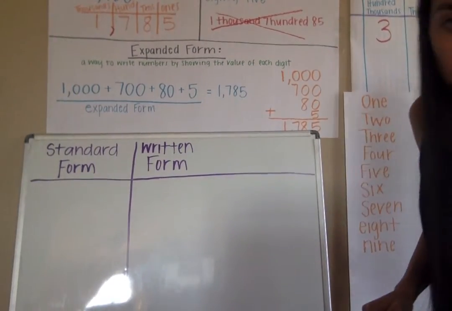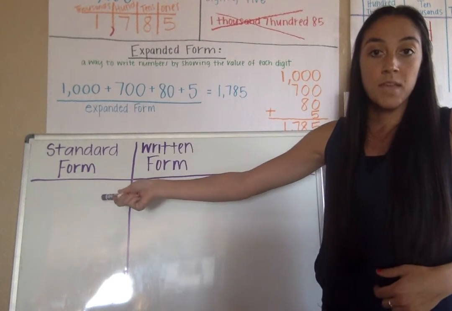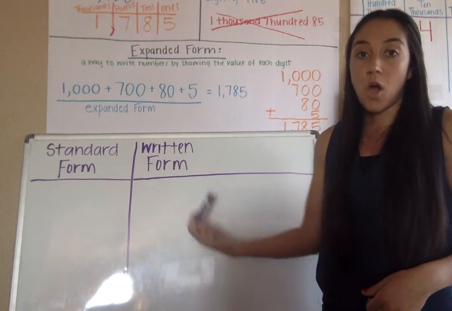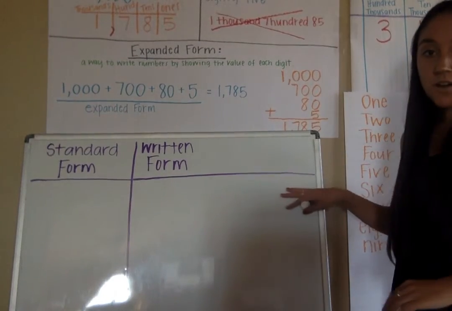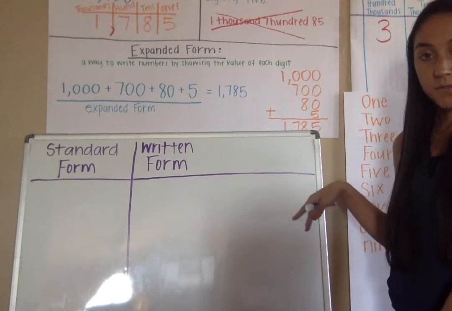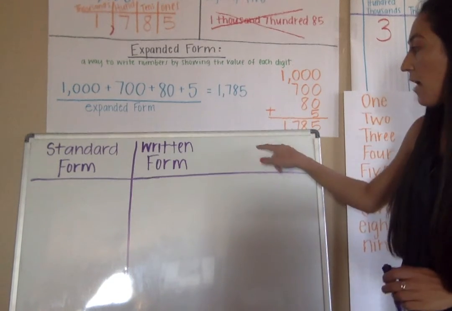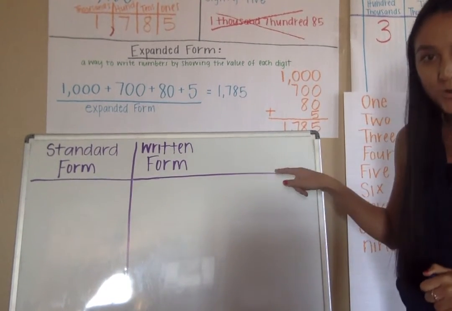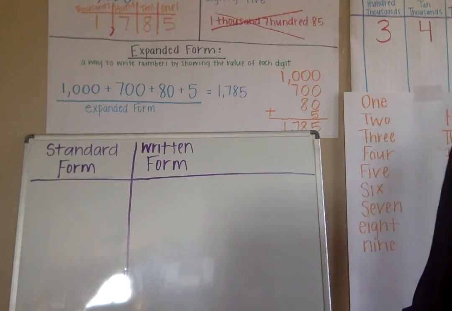So today what we are going to do is I'm going to write some numbers to start in standard form, and then we are going to practice writing them in written form, and then we will do the exact opposite of that, where we take words that are already written out for us or numbers that are already written and change them back to standard form. And then at the end I will add expanded form so that we can see all 3 of them.